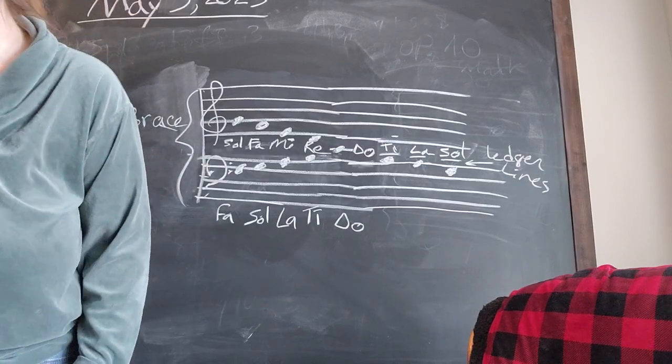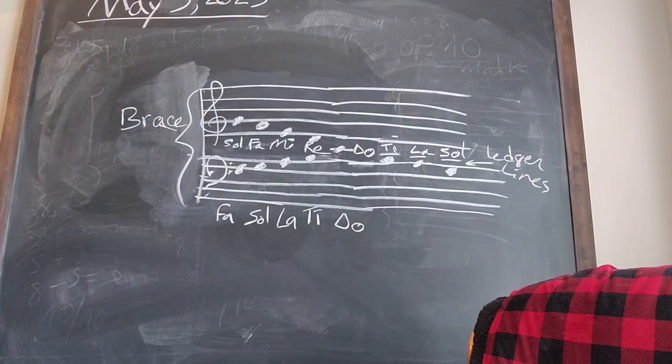Oops, tripping over something. So this is the treble clef. And then it can descend down. This is the bass clef. And it can continue to go up.